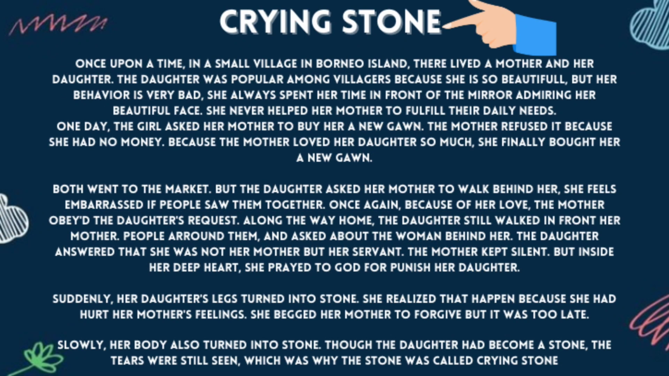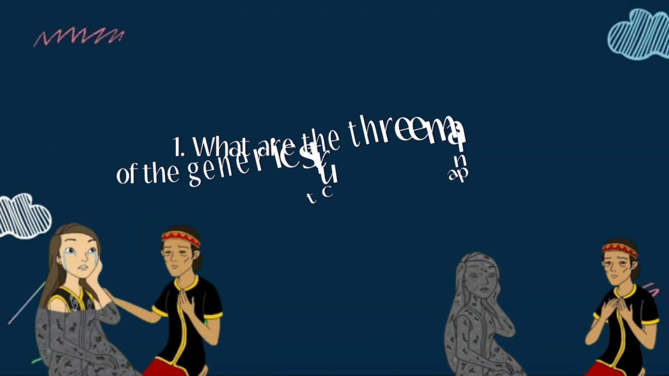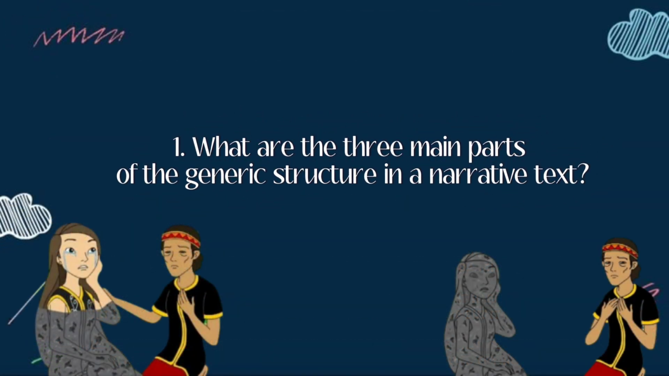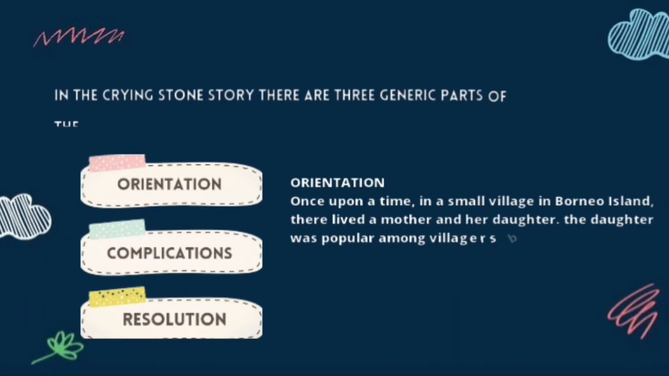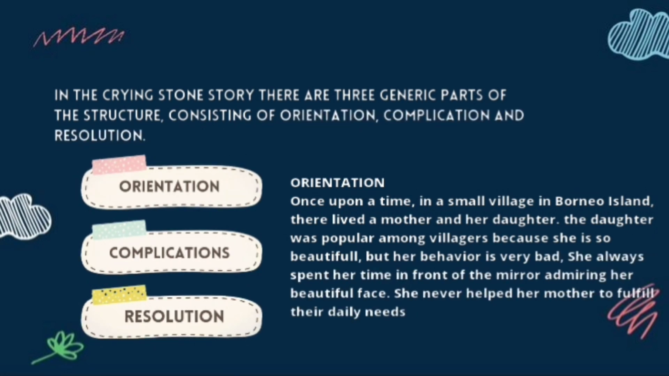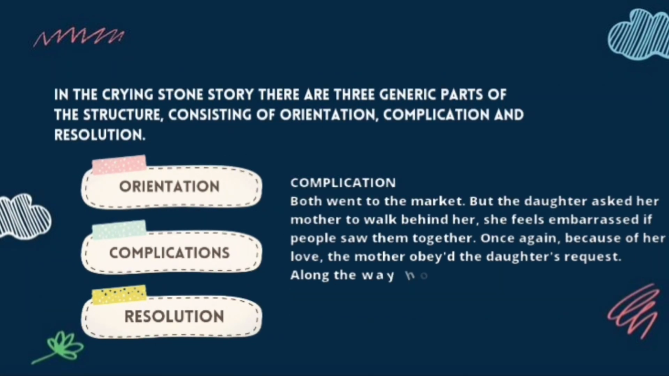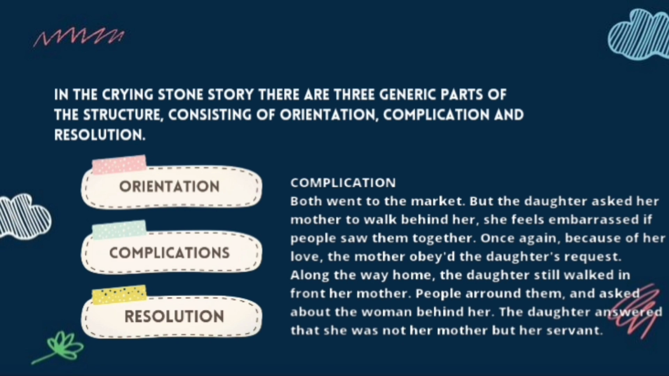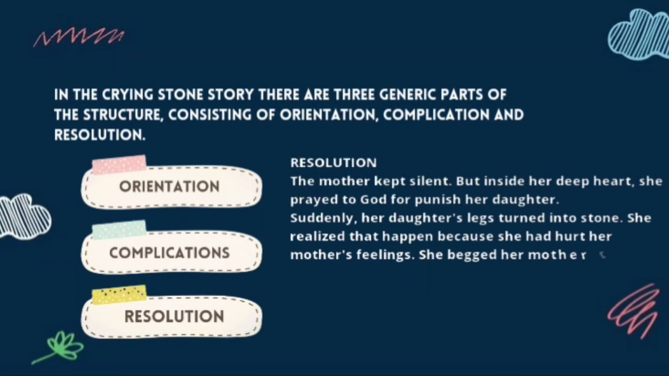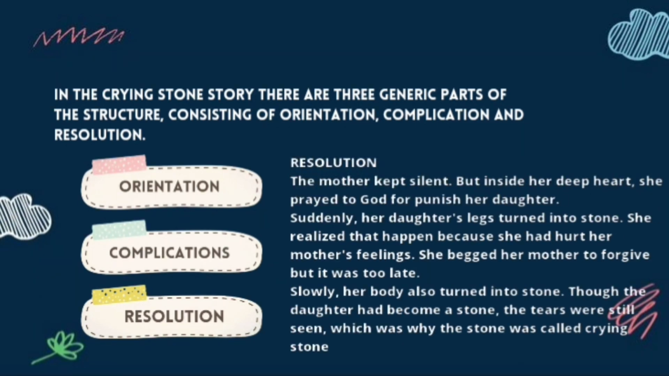Here, our group will identify the story of the Crying Stone. Number 1. What are the three main parts of the generic structure in a narrative text? In the Crying Stone story, the three generic parts of the structure consist of orientation, complication, and resolution.